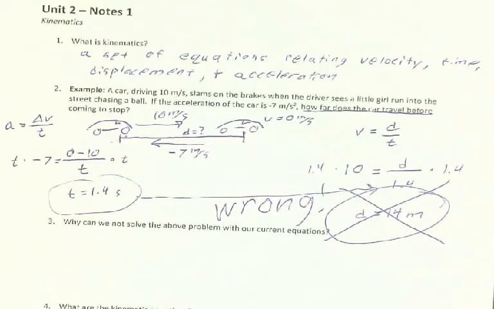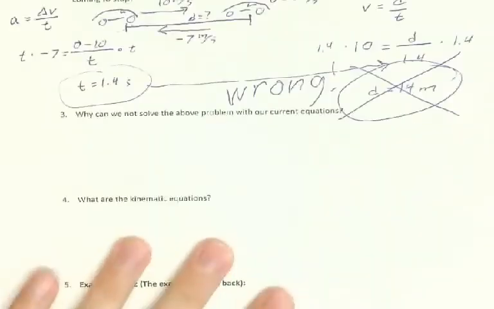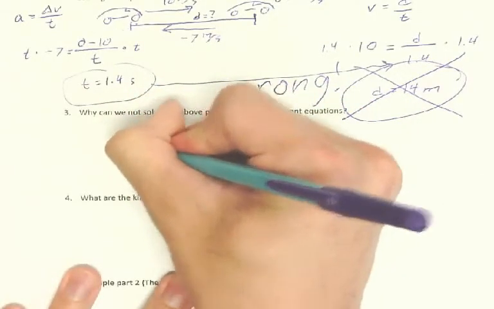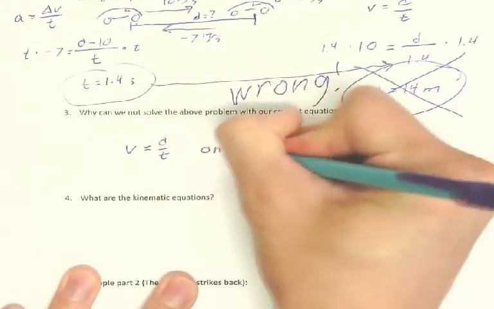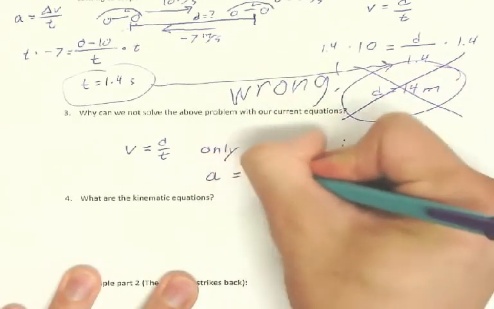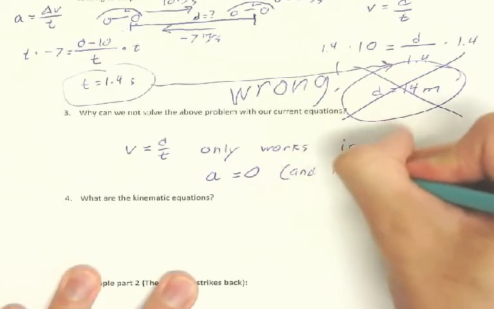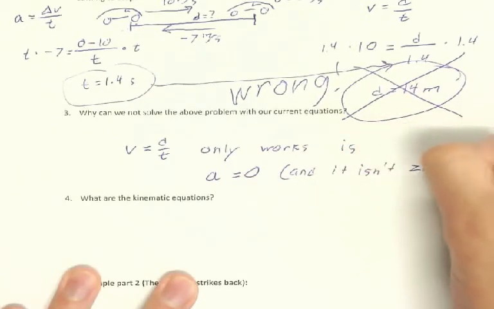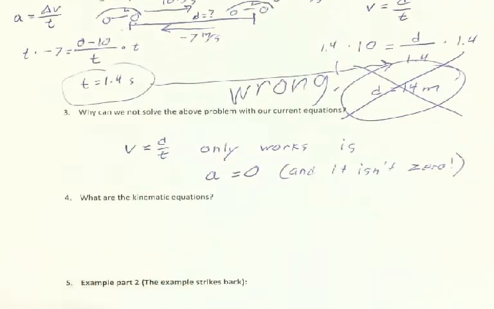Which means we can't solve time that way, or well, we can solve time that way, but the time doesn't work with the displacement. And so that answer, 14, is wrong. You can't do it. So we need a different way to solve that, and we need a new set of equations. So why can we not solve the problem above with the current equations? The reason is because v equals d over t only works if a equals 0, and it isn't 0. If a isn't 0, we can't do it. We need to do something else.